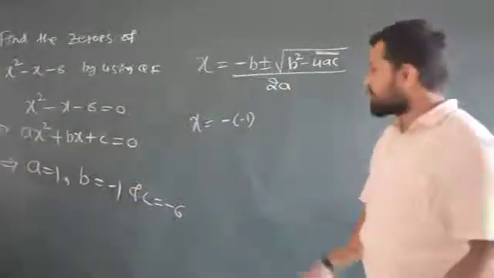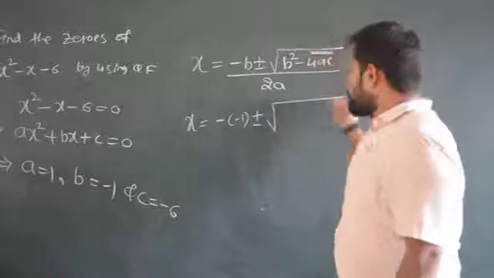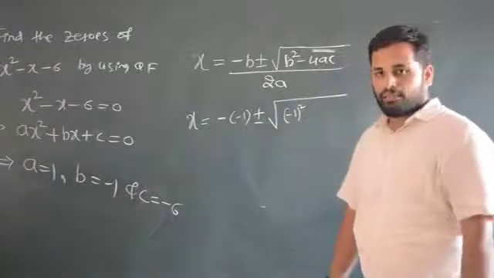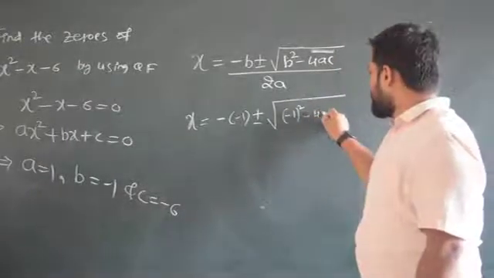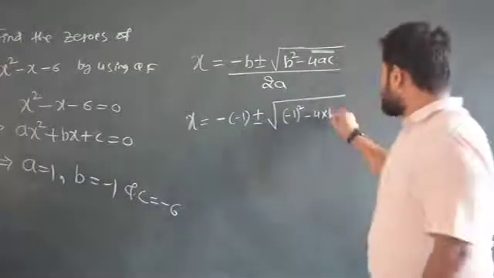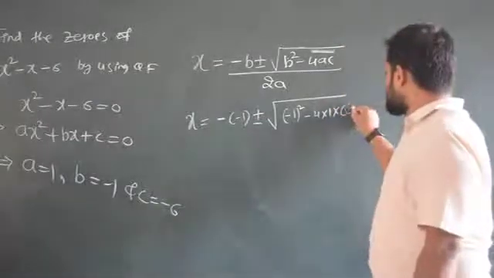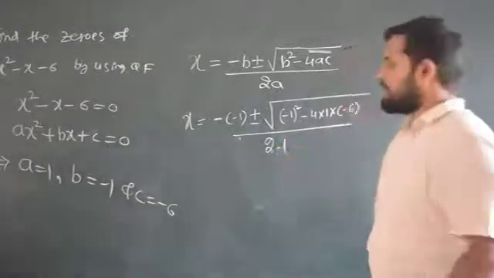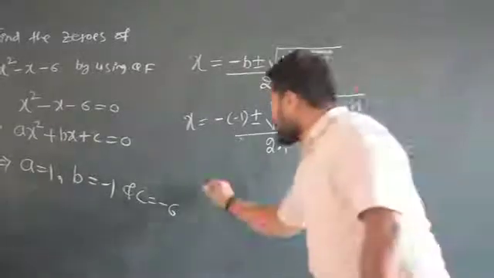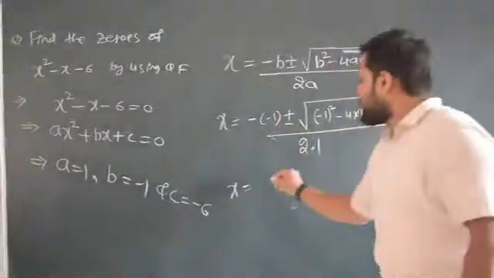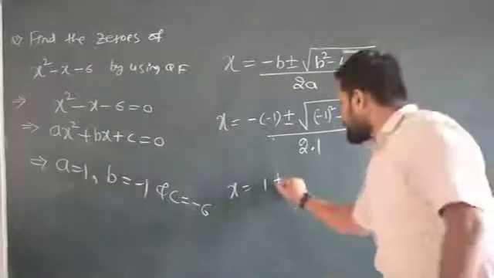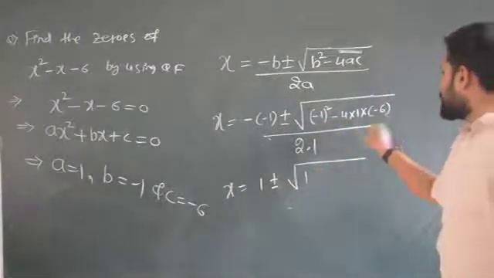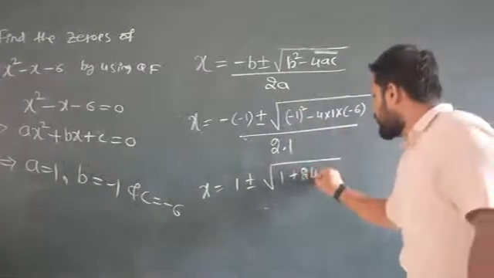Very, very important. Then plus or minus under root b square means minus 1 square. Then minus 4 into a, and a is 1, into c, which is minus 6. Then divided by 2a means 2 into 1, a is 1 as usual. Are you getting my point? Then x is equal to minus of minus 1, which means 1. Then plus or minus under root, minus 1 square means 1. Then minus into minus is plus, 4 6 24. Then that is divided by 2.